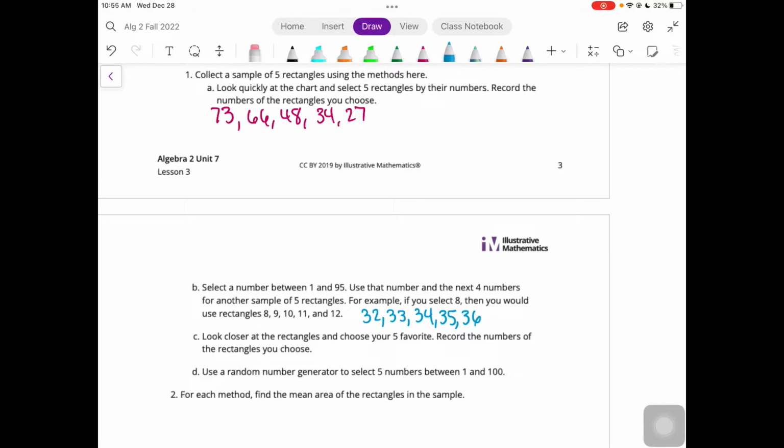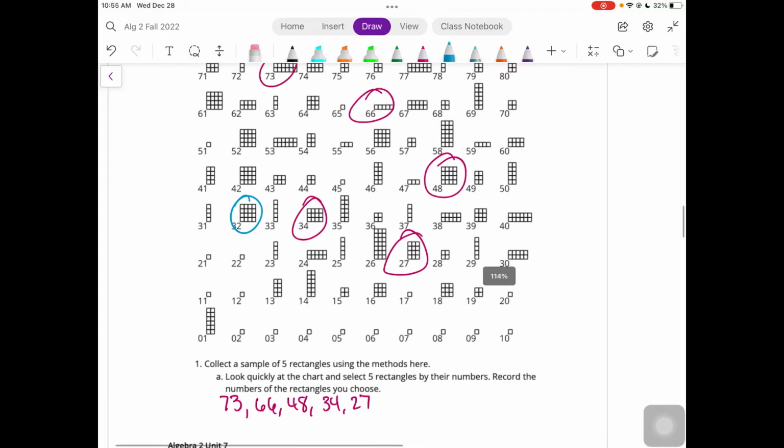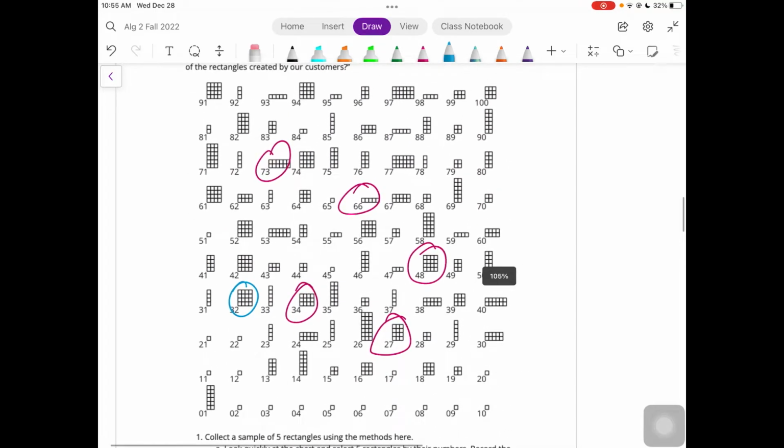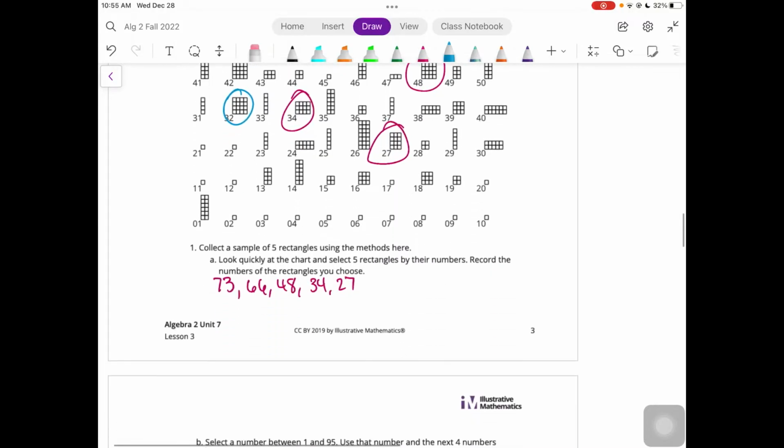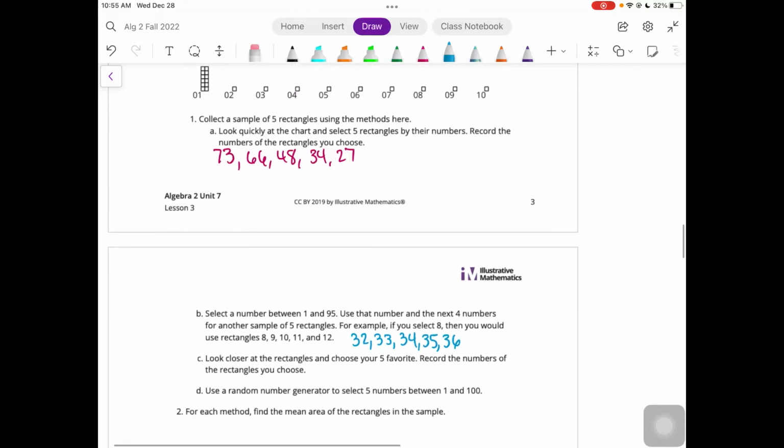Okay. Look closer at the rectangles and choose your 5 favorite. How do you pick favorite rectangles? I really don't know. I'm going to go with 97, 77.